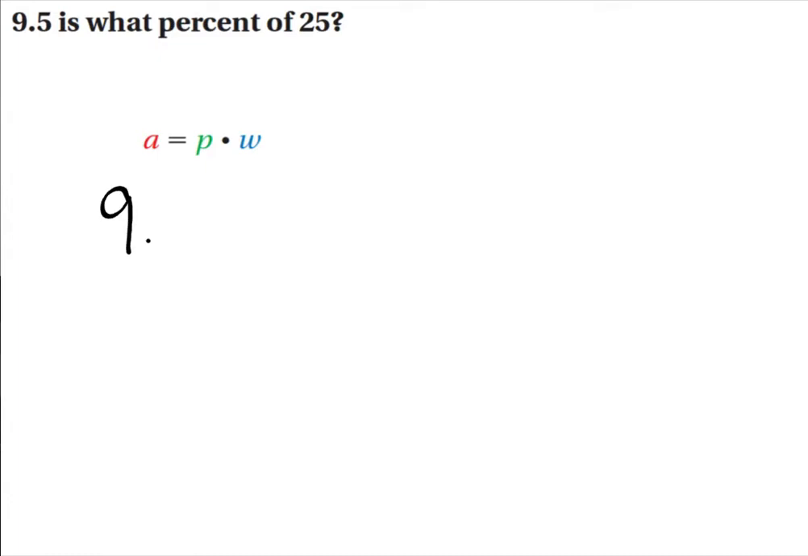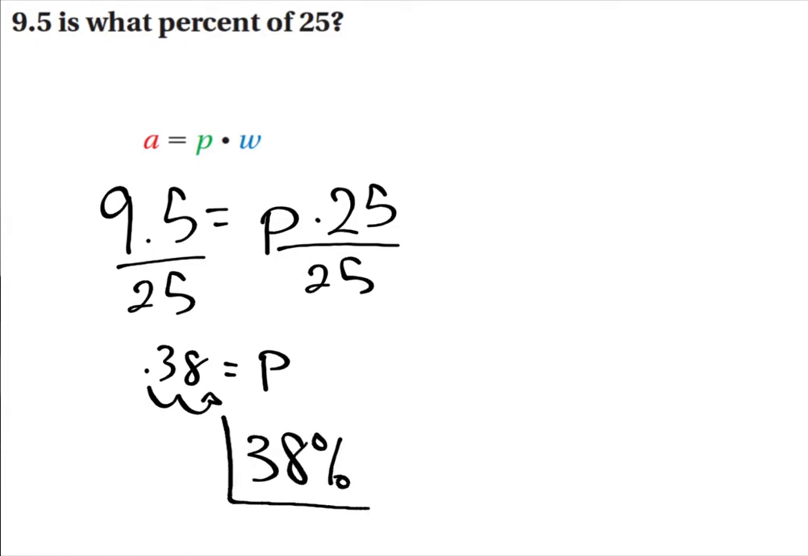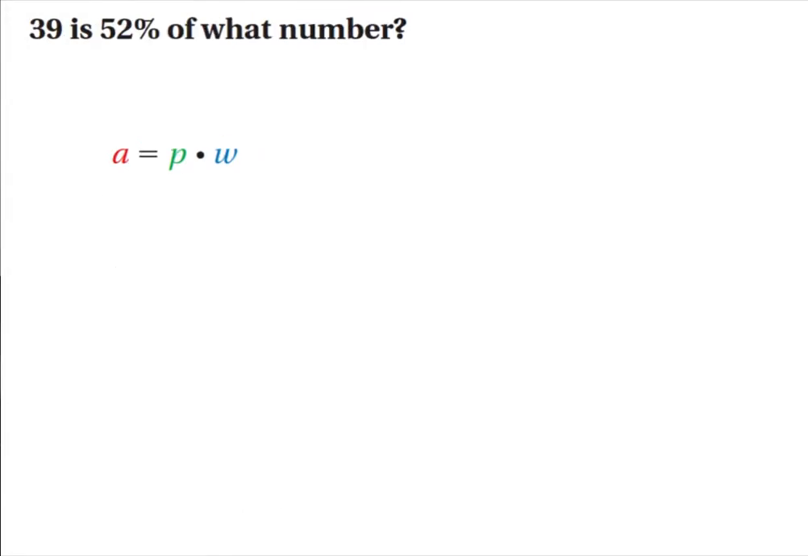9.5 is what percent of 25? This would be the setup here. If we divide both sides by 25, 9.5 divided by 25 is 0.38. Since percent is written in decimal form here, we do have to move the decimal. So this is 38%. So 9.5 is 38% of 25.